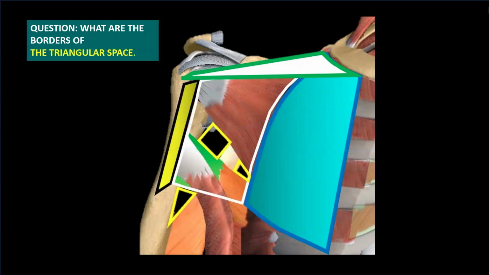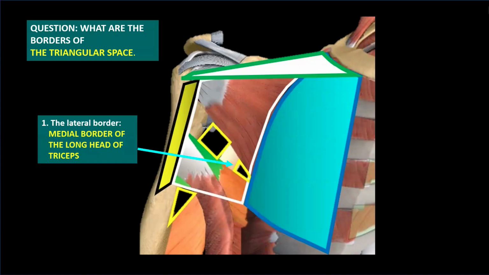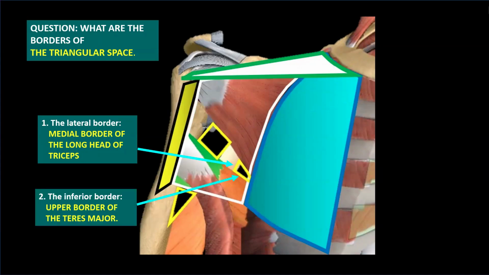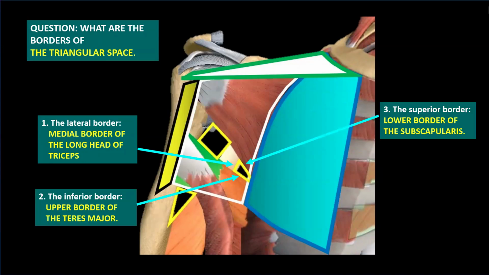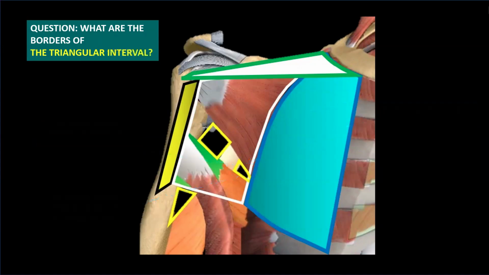Question: what are the borders of the triangular space? 1. The lateral border is formed by the medial border of the long head of triceps. 2. The inferior border is formed by the upper border of the teres major. 3. The superior border is formed by the lower border of the subscapularis.